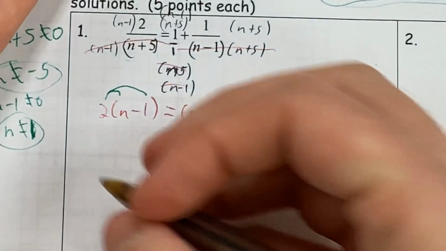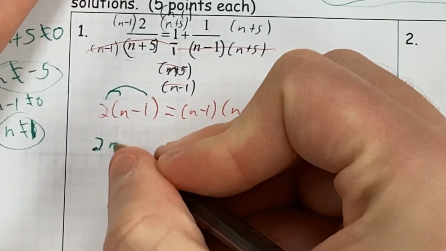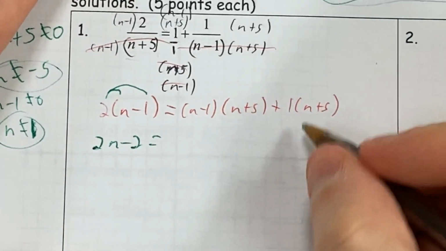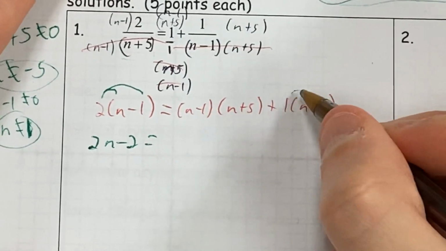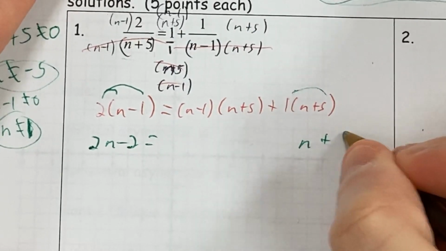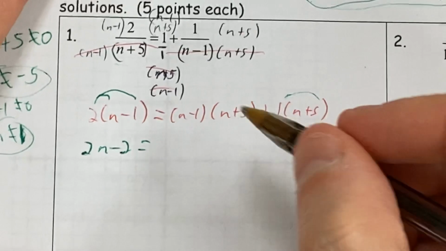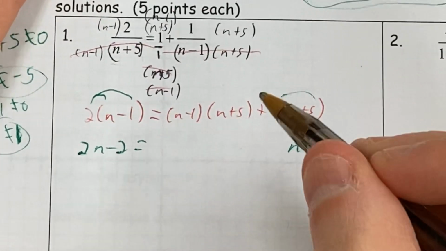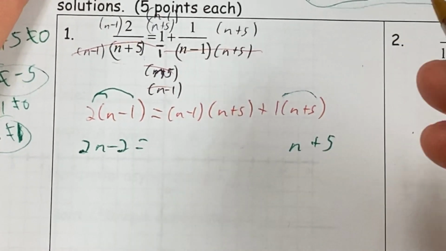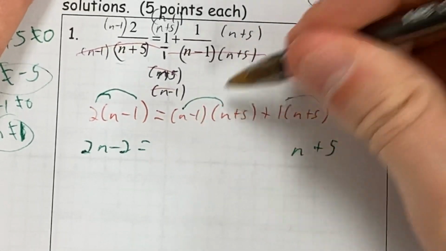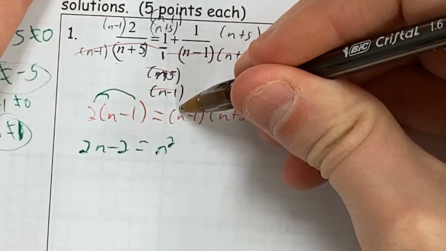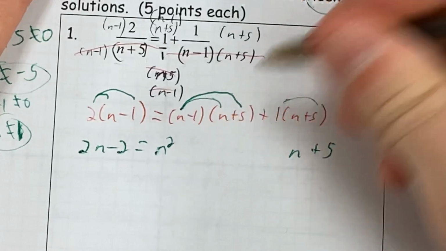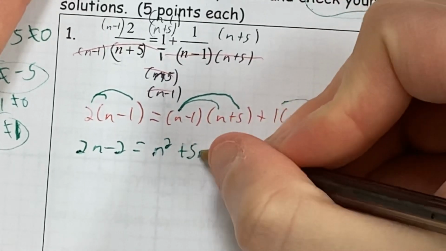Distribute this 2, and you'll get 2n minus 2. Over here, if you distribute this 1, you're going to get n plus 5. I just wanted to get that out of the way before we FOIL this one, because it is 2 terms times 2 terms. So n times n is n squared. N times 5 is 5n.